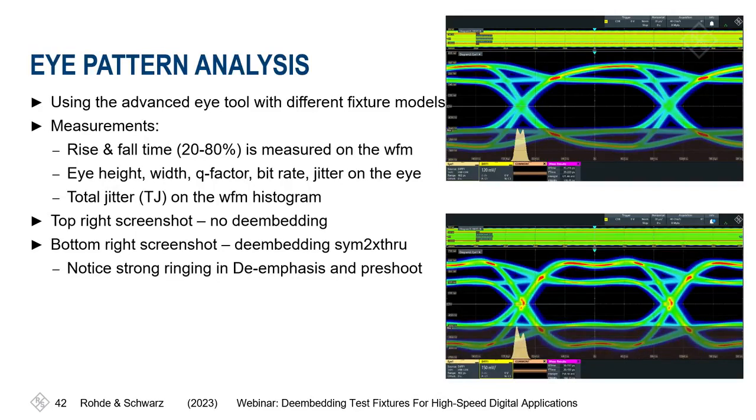The top right screenshot, we see the eye pattern with no deembedding. The bottom screenshot, we see the deembedding of the symmetrical 2x through. And notice already the strong de-emphasis, that there is an overshoot as well as a pre-shoot here. This is specifically for the symmetrical 2x through.